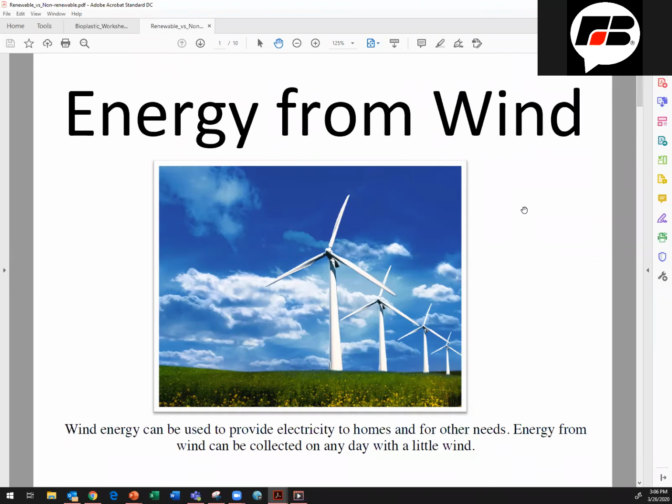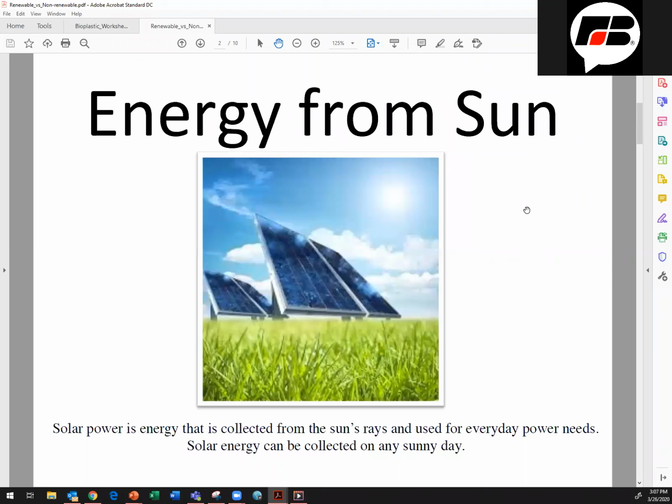Our next type of energy is from the sun. Solar power is energy that is collected from the sun's rays and used for everyday power needs. Solar energy can be collected on any sunny day. Would this be a renewable or non-renewable resource?